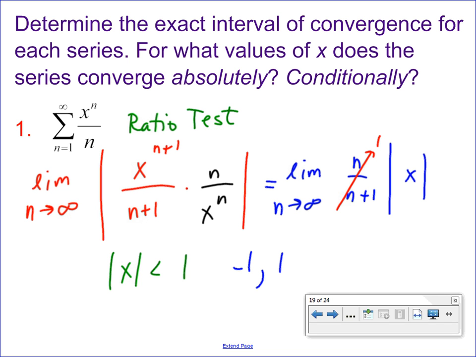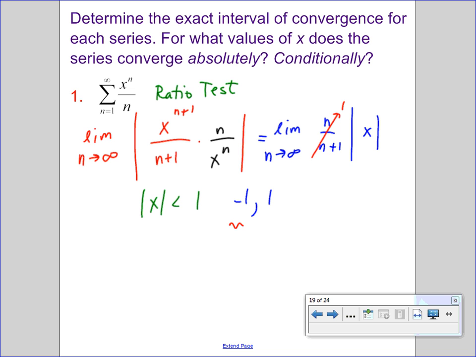So let's go ahead and consider my endpoints. In order to do this, I'll simply plug in that x value from my interval of x values into the original, and then use one of my tests to see if that particular series would converge or not. So let's go ahead and consider negative 1. Negative 1 into my original would create a new series.